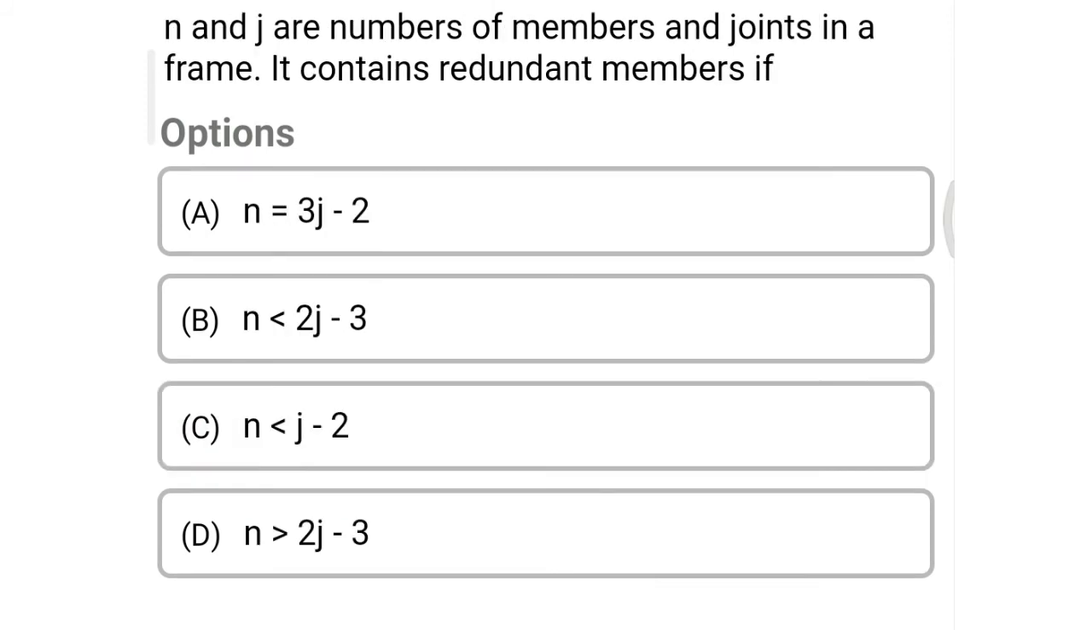Next question: n and j are the number of members and joints in the frame. It contains redundant members if: option A, n equal to 3j minus 2; option B, n less than 2j minus 3; option C, n less than j minus 2; option D, n greater than 2j minus 3. So the correct answer is option D, n greater than 2j minus 3.